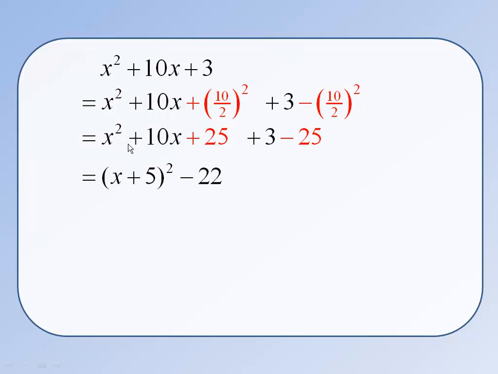What we have done is produced a perfect square. X squared plus 10x plus 25 is a perfect square. Using the perfect square rule, we're able to factorise to become x plus 5 squared. The 3 minus 25 becomes minus 22.